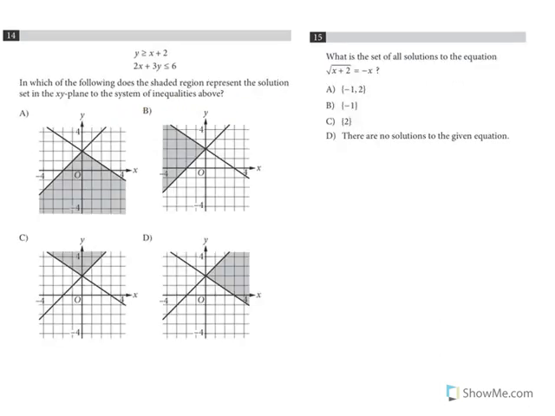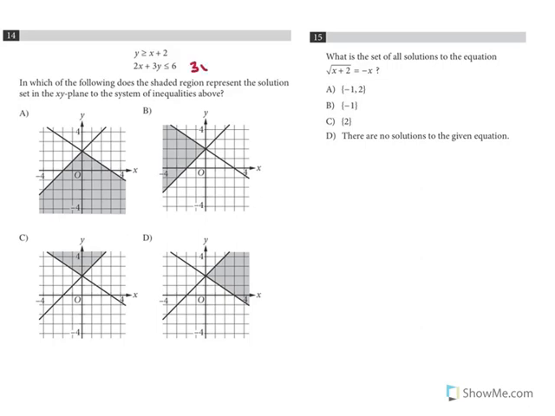Y greater than or equal to x plus 2, 2x plus 3y less than or equal to 6. In which of the following does the shaded region represent the solution set in the xy plane to the system of inequalities above? Looking at our answer choices, they all have a y-intercept of positive 2, and each has 1 up, 1 down, 1 positive slope, 1 negative. So that tells me we're going to have to take this second equation, put it into slope-intercept form, because there's nothing obvious to eliminate any incorrect answer choices.